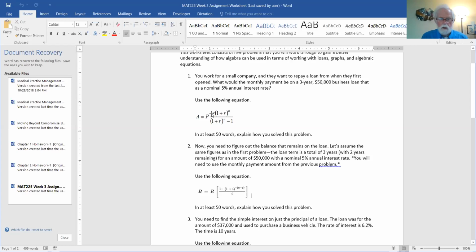R is the rate. Remember, always convert percentages to decimals by dividing by 100. So this would be 0.05 times 1 plus 0.05 to the N. We're making monthly payments for 3 years, so that's 36. So you first calculate 1 plus R and then raise that to the 36th power and multiply it again by the rate, 0.05. And then we divide that by that same number minus 1.